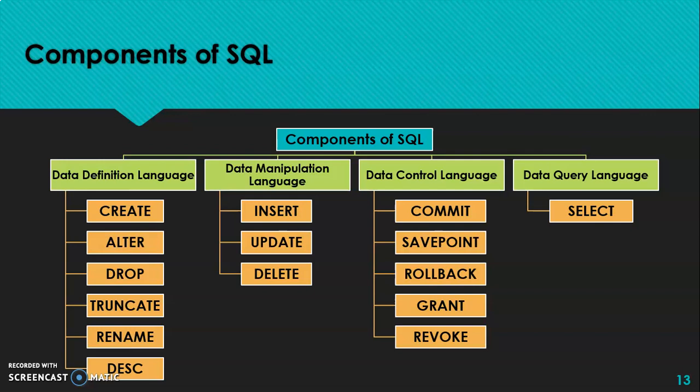Next you have data manipulation language. Again, as the name indicates, it's used to manipulate. Whatever contents you have stored in a database can be manipulated using these three commands. First is insert, which allows you to insert data into your database. Second is update. You have already inserted and you have to make some necessary changes, so you will use update. Then you have delete. If you want to delete a particular record, then you can use delete.